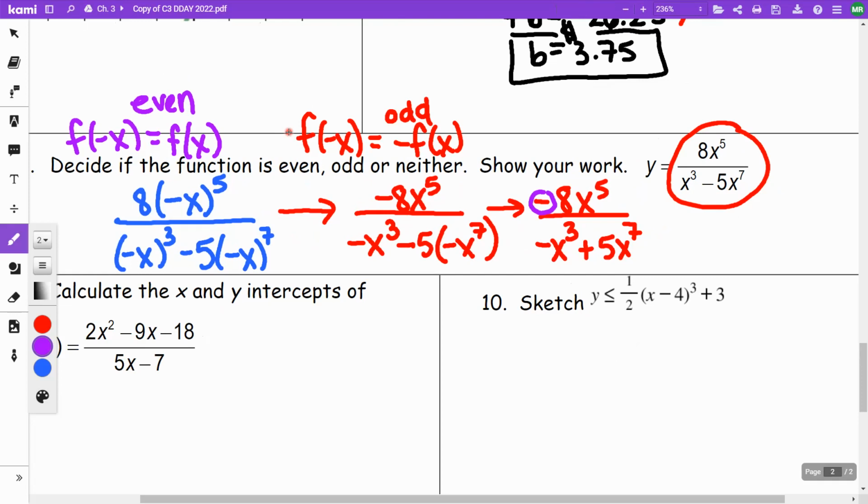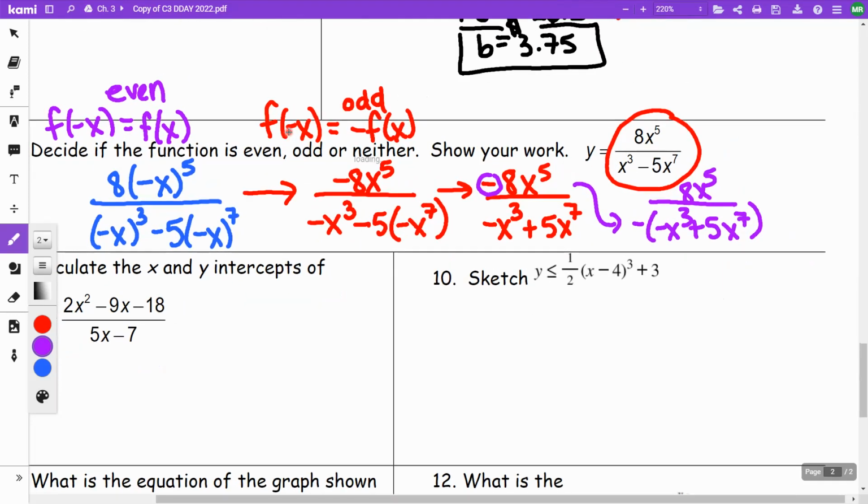Now, when I have that negative on top here, I really could, instead of having that negative on top, put that negative on bottom. Which means that's going to make everything on bottom opposite. So I am going to get 8x to the 5th on top. On bottom, negative times a negative is going to give me a positive x to the 3rd. A negative times a positive is a negative 5x to the 7th. And now you see I got the same thing back. So this is even. That is even.